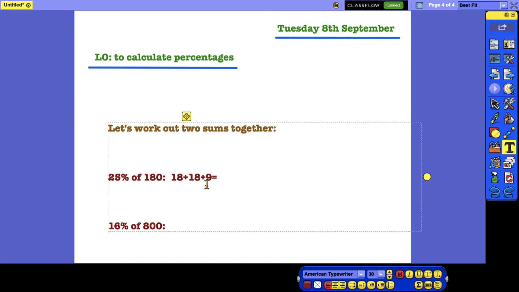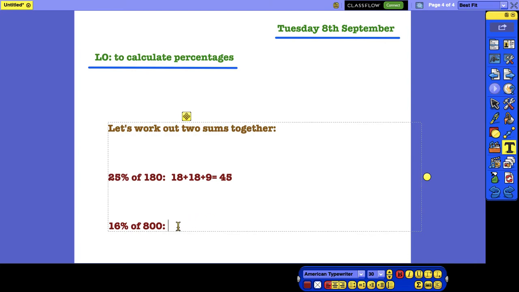Then all we've got to do is add those up. 18 plus 18 plus 9. Then we've got our answer. We can do that now. I round them up to 20. 20 and 20 is 40. Plus 9 is 49. Take away 4. 45. Don't forget, it's a percentage. Oh no, we don't need a percentage there. Sorry. 45. And here's your answer.